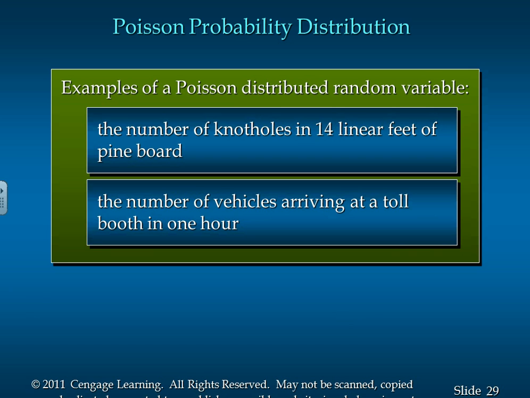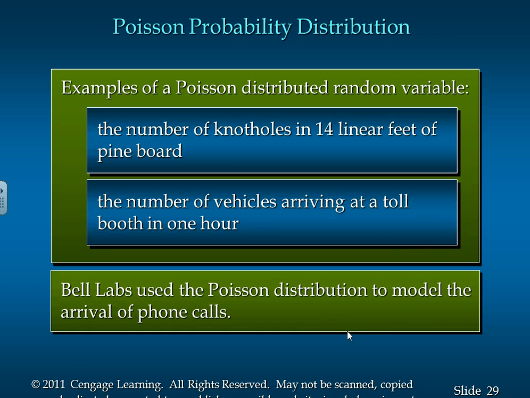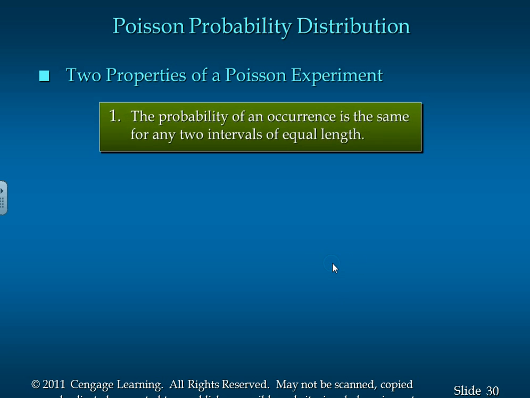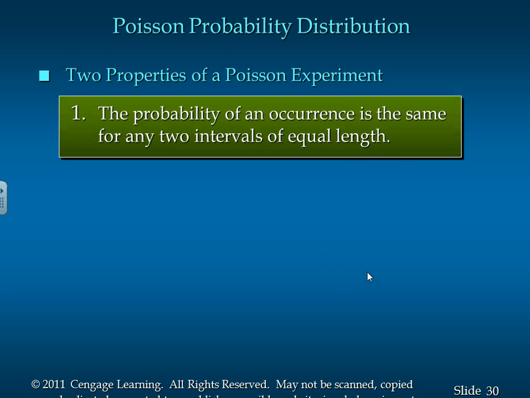The number of vehicles arriving at a toll booth in 1 hour. Bell Labs use these distributions to model the arrival of phone calls, so they know how many lines they have to put up. 2 properties. The probability of an event is the same for any 2 intervals of equal length.